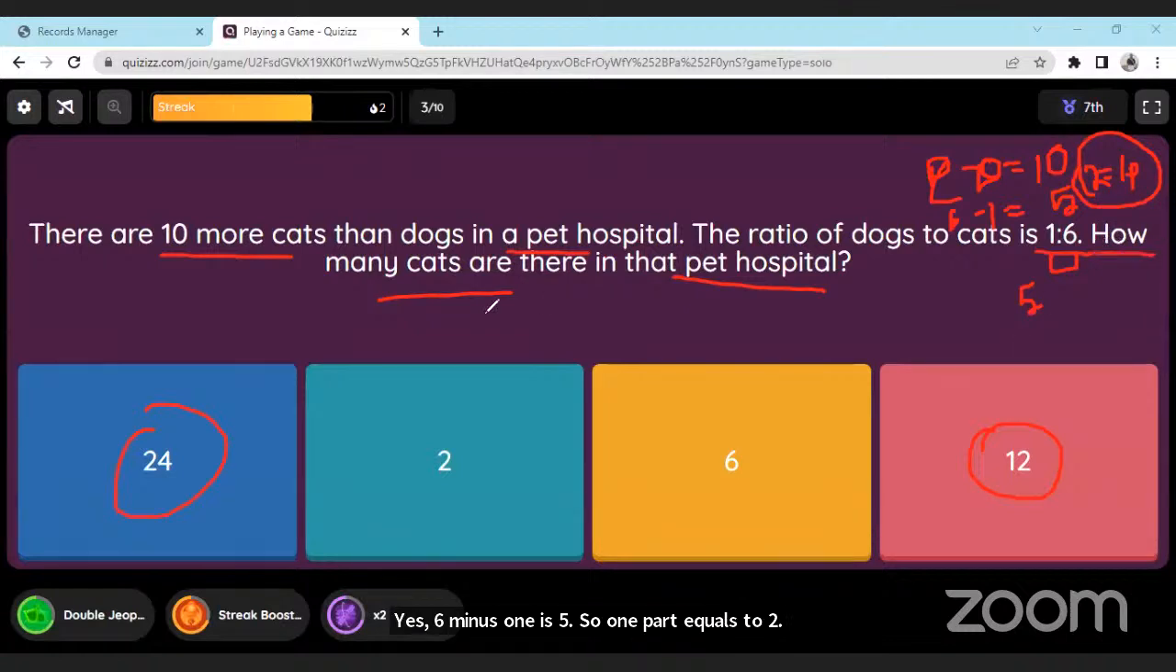So how many cats are there in the pet hospital? Cats are 6 parts. So 6 times 2 is 12. And dogs are 2. There are 10 more cats. So the answer would be 12.